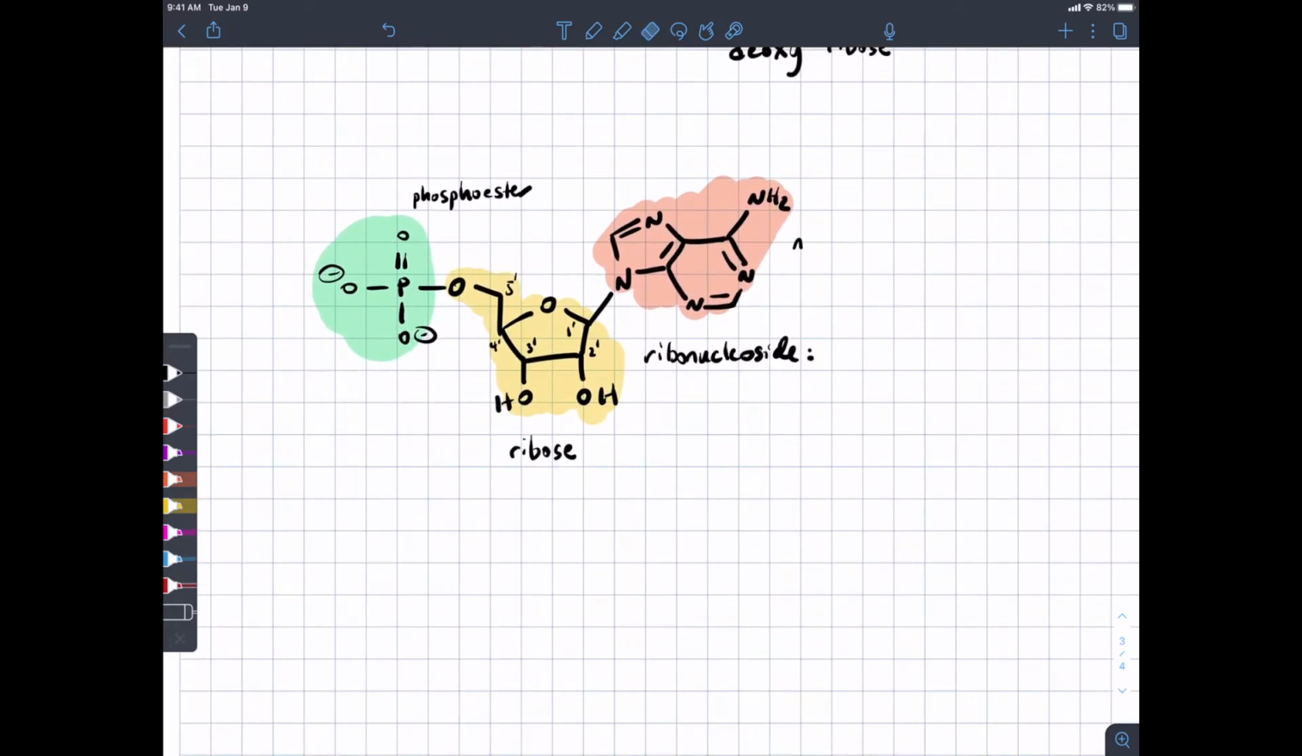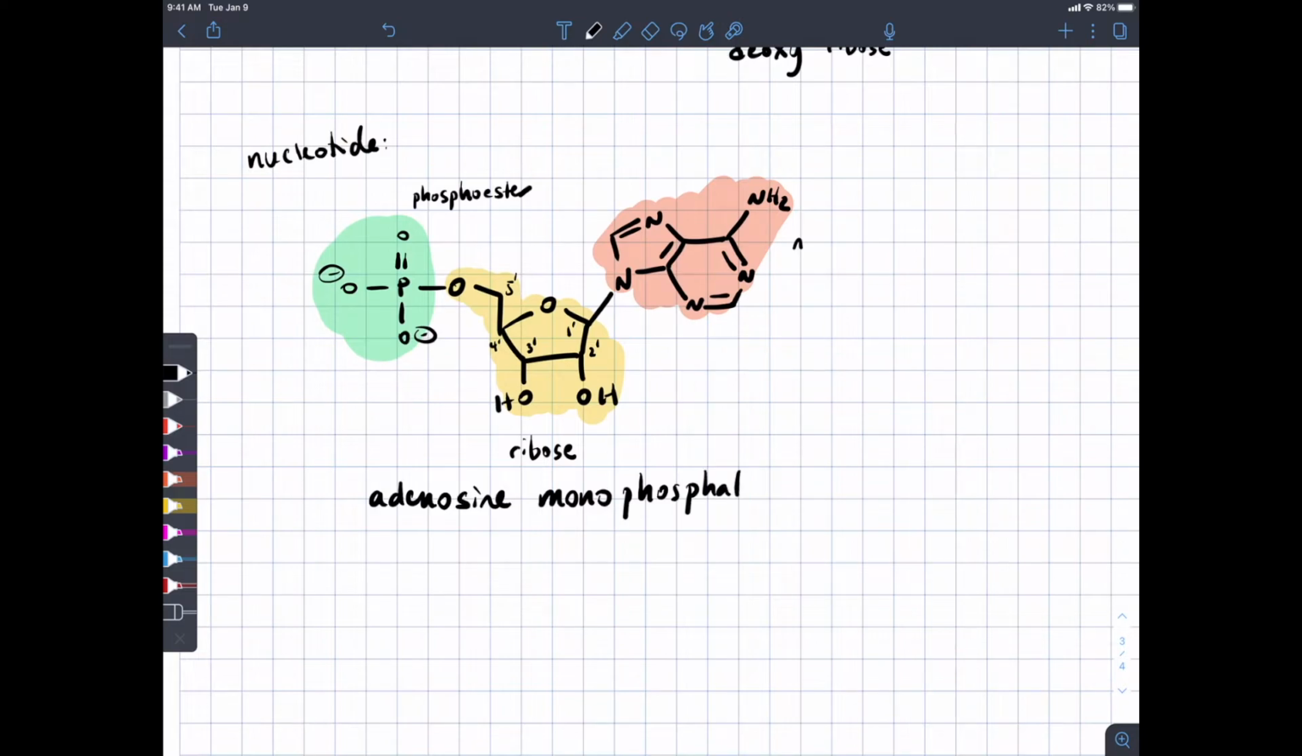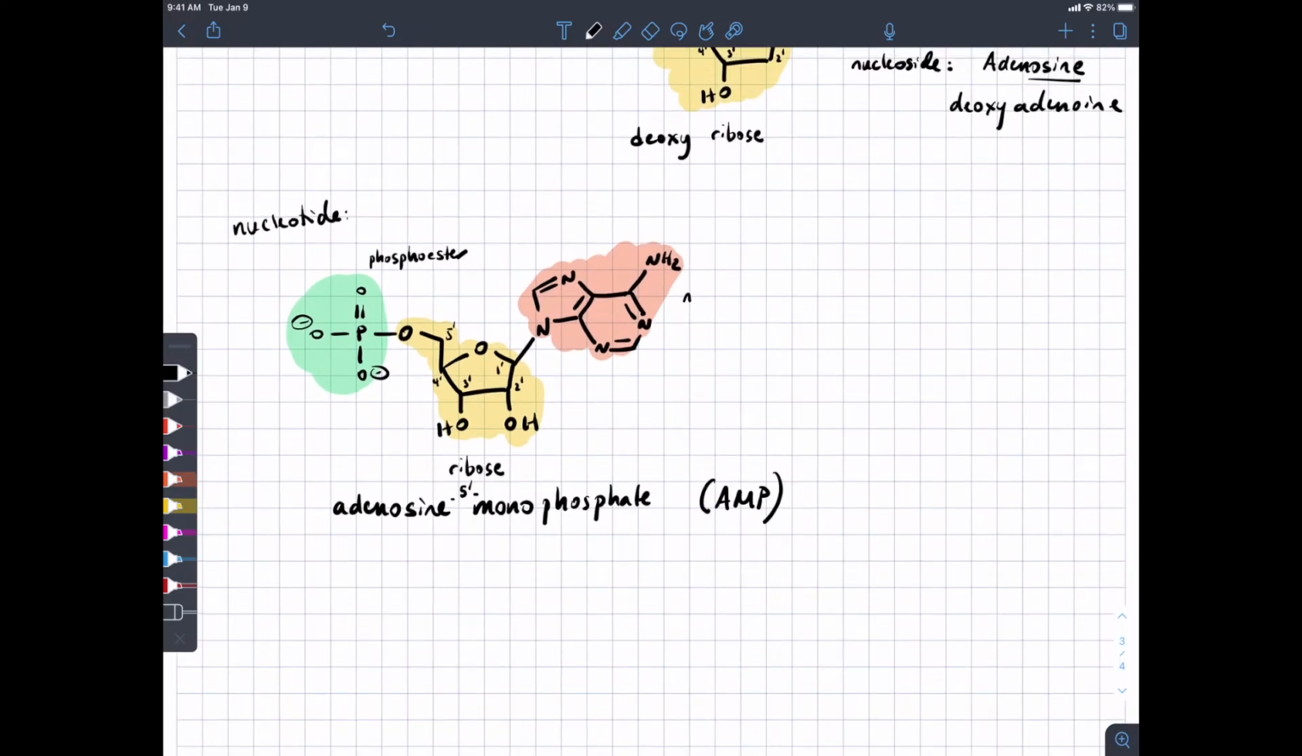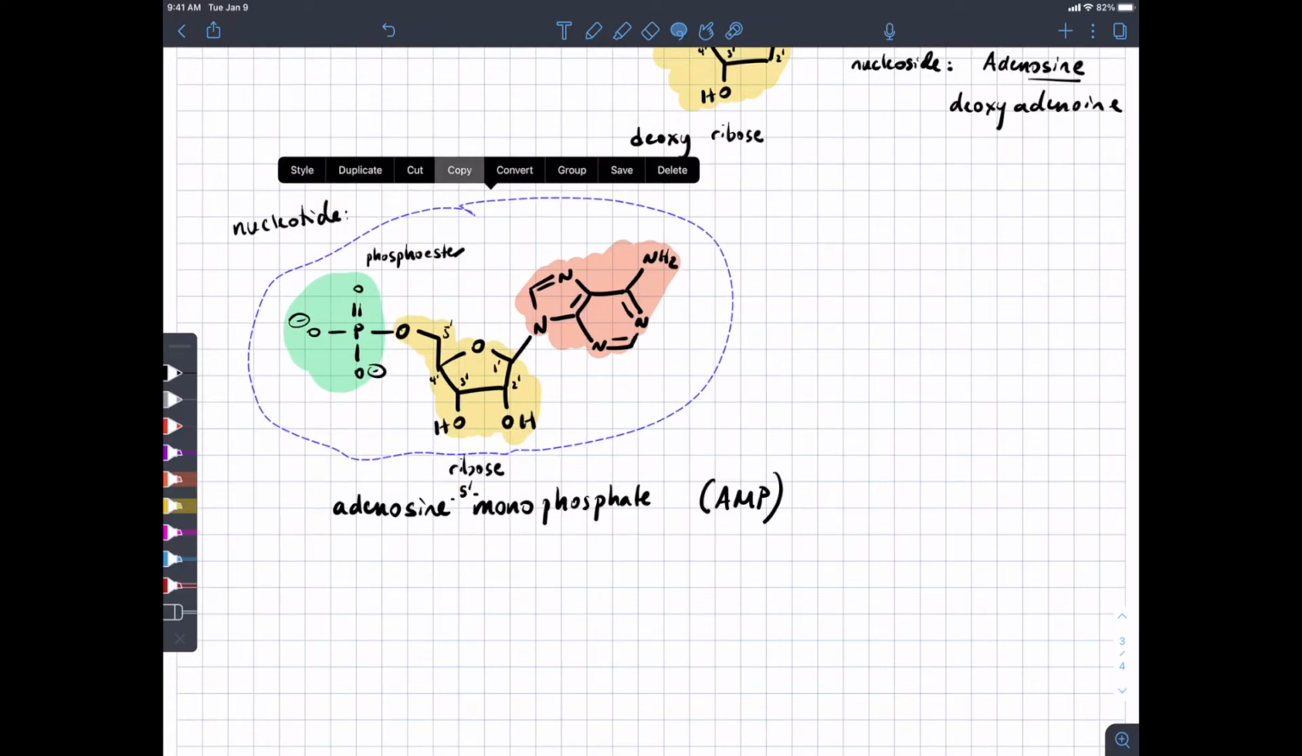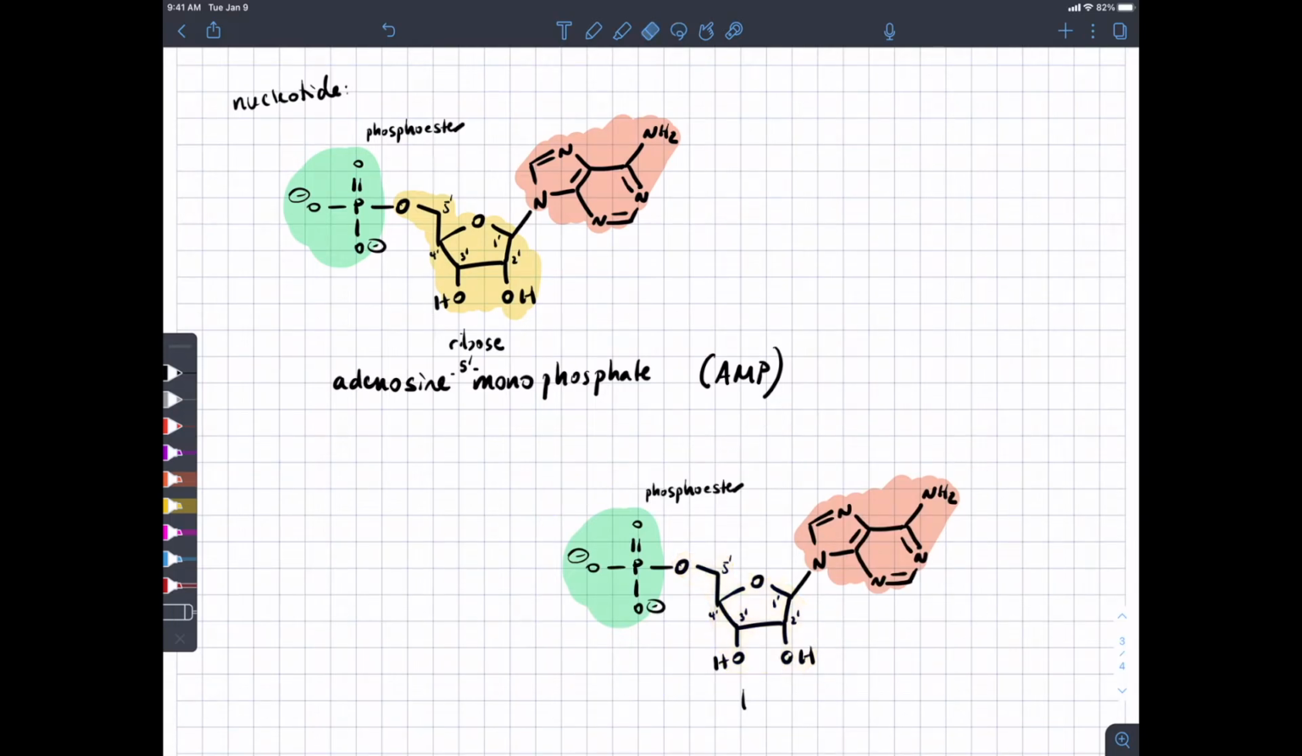So the presence of the phosphate makes it a nucleotide. And we would call this adenosine monophosphate. And some people would put a 5' here to indicate that the phosphate is on the 5' oxygen. Or AMP. And if we lost the OH group on the 2' hydroxyl, the only difference is we would call this deoxyadenosine 5' monophosphate, or dAMP. Okay?